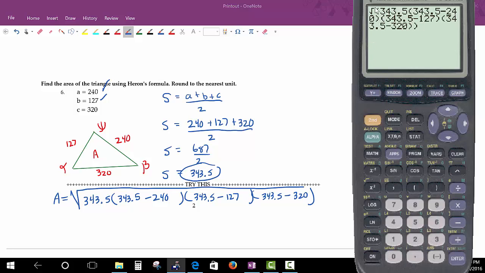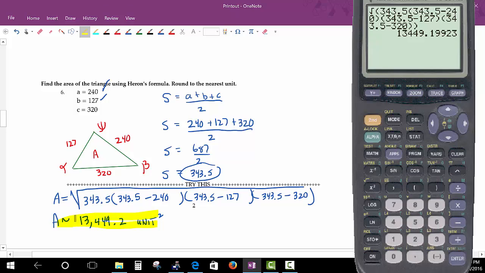Then double the parentheses. So I have a parenthesis at the beginning and a parenthesis at the end. So I've got the S, and then S minus A times S minus B times S minus C, all under a radical, and then that will give the answer of the problem. So that area is approximately 13,449.2 square units. Okay, and that's a really big area because the sides are fairly big. So that's how you compute Heron's Formula.